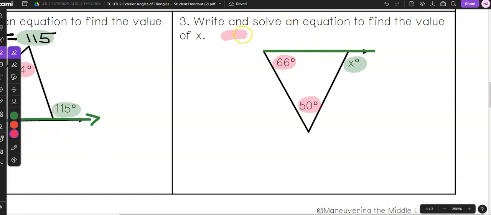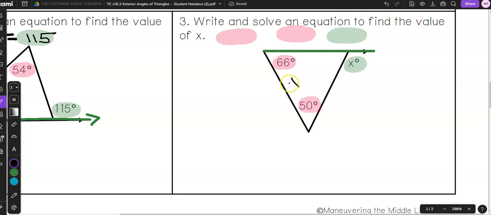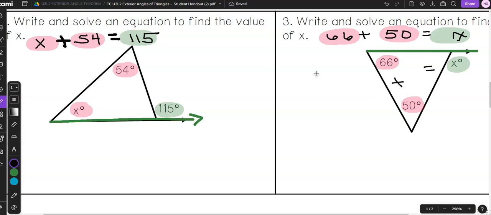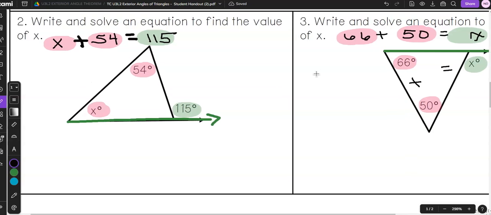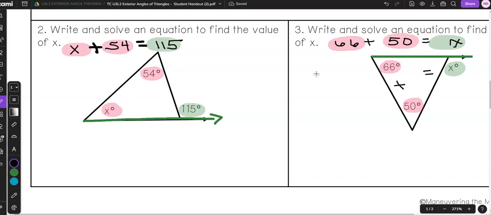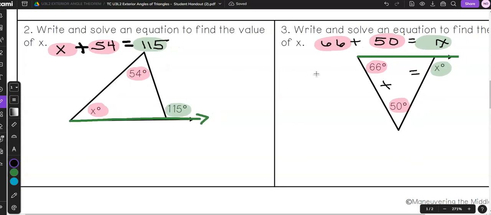Again, pink plus pink equals green. You could also put 66 plus 50 equals x, so it's going to equal that exterior. I'm just working these in tandem so you can see that they're the same. The two remote interior angles add up to equal the exterior. Sometimes they give you x on the inside, sometimes on the outside, but you set it up the same every time.